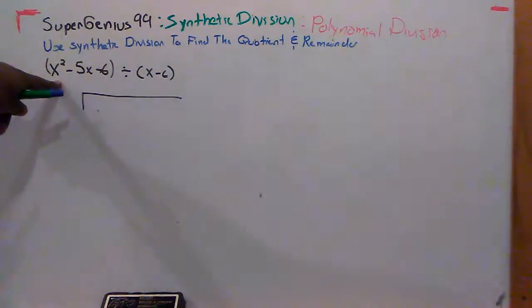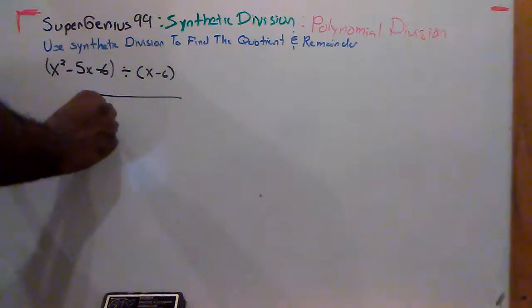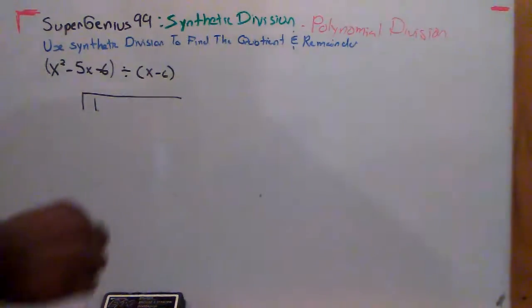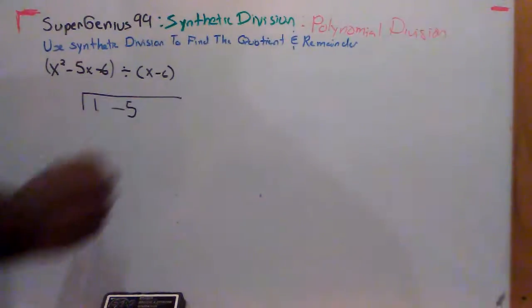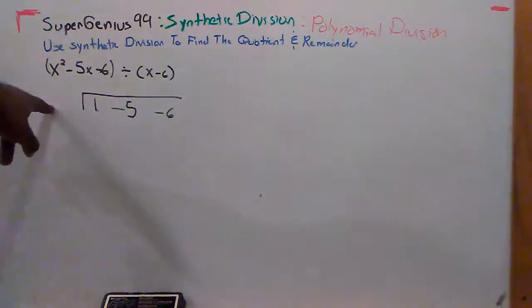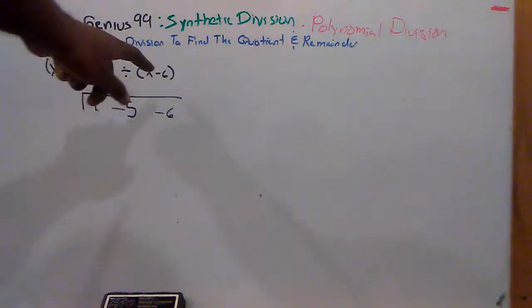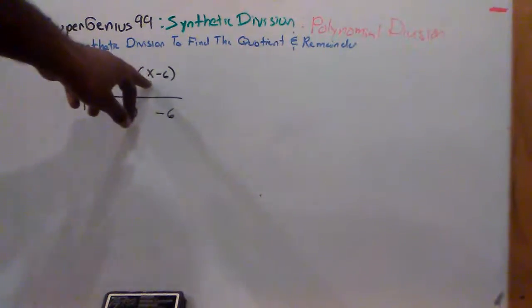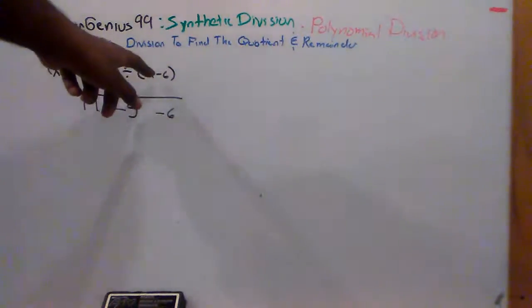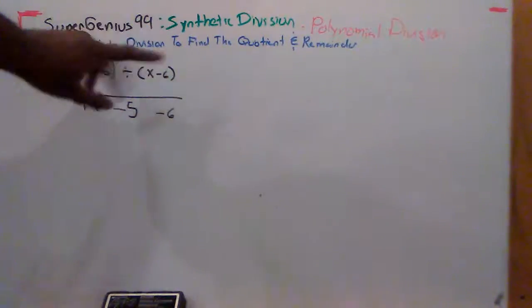Okay, so what is the coefficient of x squared? What is the coefficient of negative 5x? And what is the coefficient of minus 6? Okay, that's step one. Step two is you take this portion and write it out here. You're just going to take the second portion of this, minus 6, and you're going to reverse the sign.